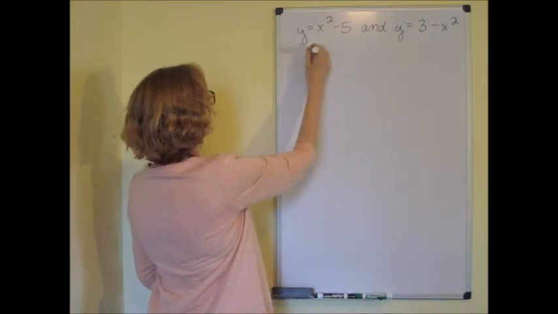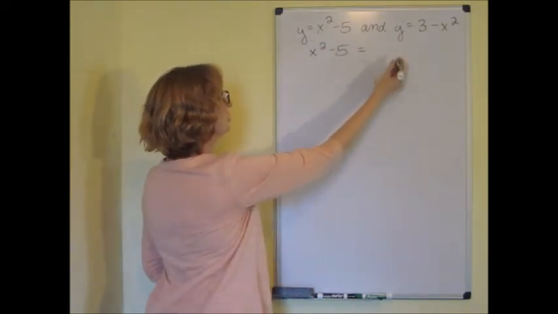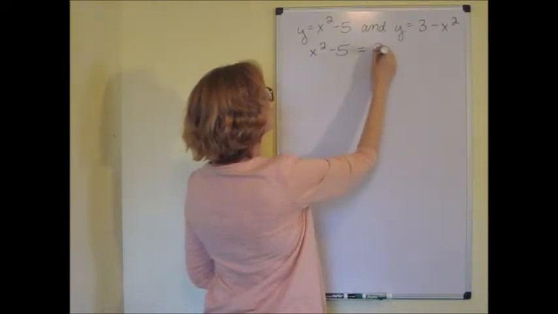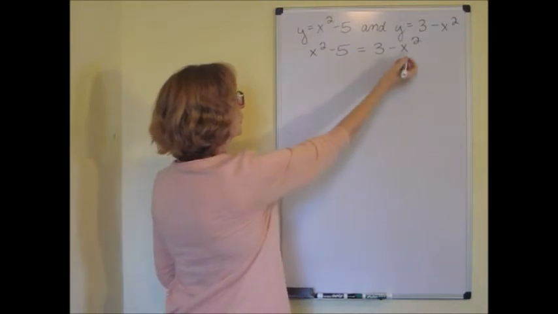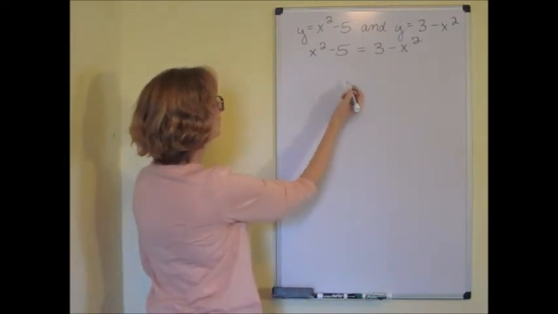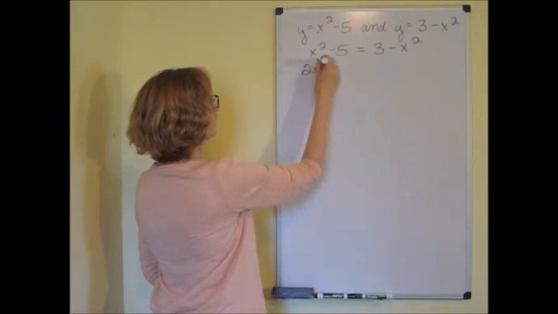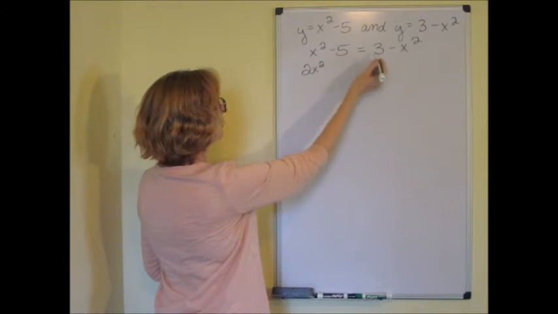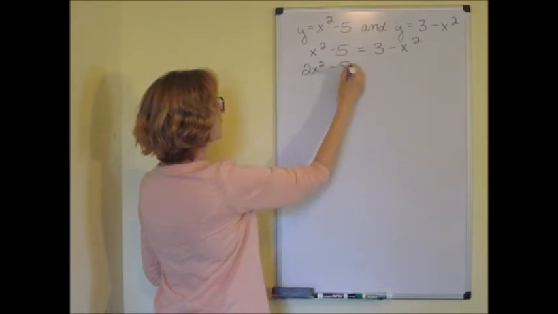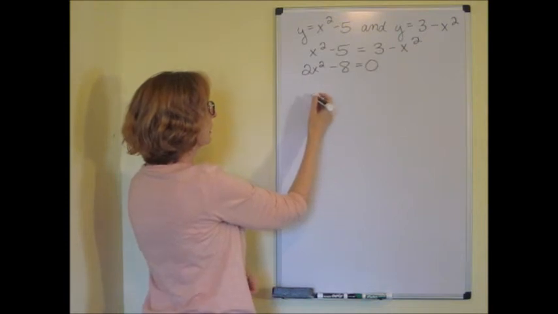So our first one is x squared minus 5. We're going to set that equal to this y value, 3 minus x squared, and solve. So first add x squared. When I add x squared to both sides, I'll get 2x squared. And here I'll subtract 3. Negative 5 and a minus 3 is going to be a minus 8. So I set it to 0, and now solve.